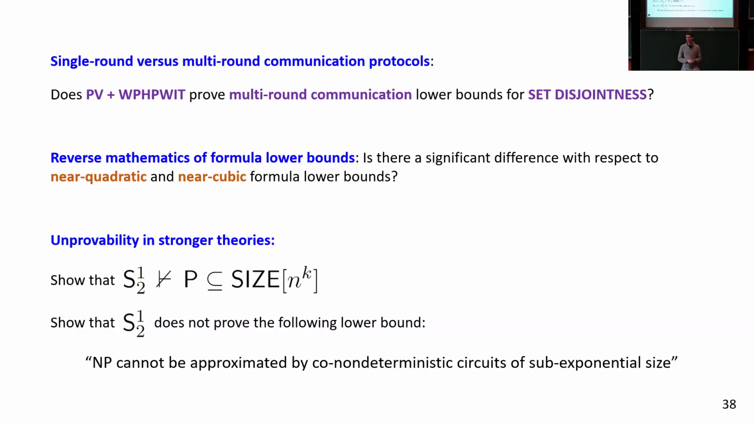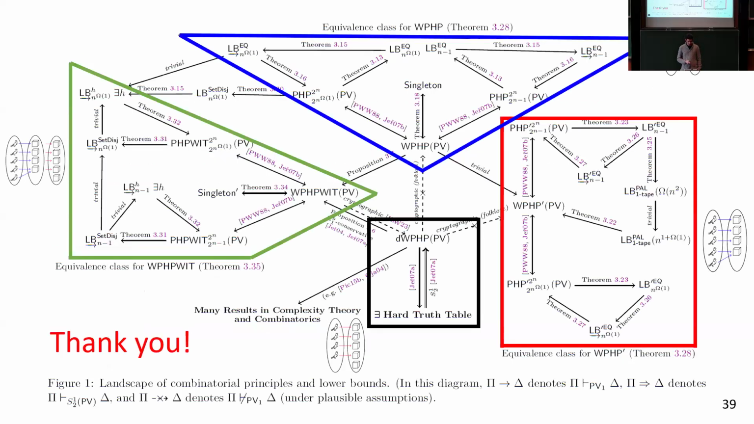the results we have right now are weak. It would be nice to extend them to stronger theories. For instance, the things we can do for PV, can we also do for S1 2? And I think this leads to some nice technical questions about different witnessing principles for PV versus S1 2. And yeah, this is just a diagram from the paper of all these equivalences we established.